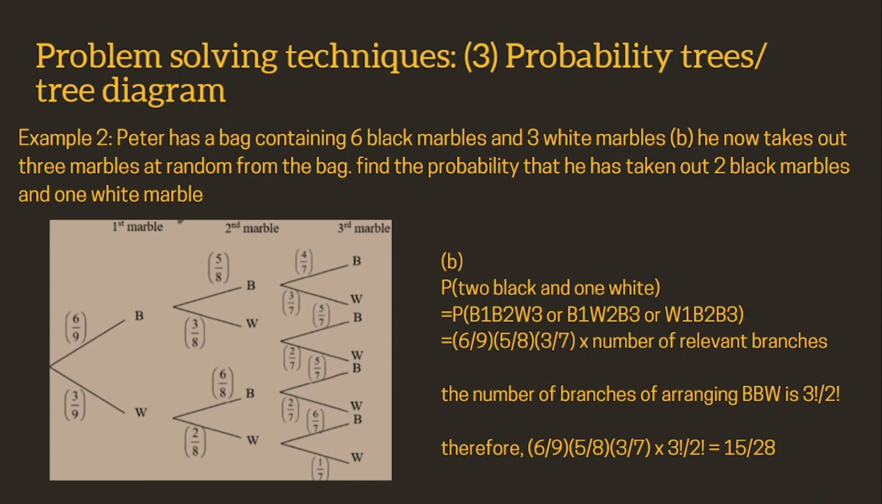So how we do this is we take 6/9 times 5/8 times 3/7 times the number of different scenarios, which in this case is like permutations and combinations: 3 factorial over 2 factorial due to the 2 identical black balls. Then we will get a final probability of 15/28.